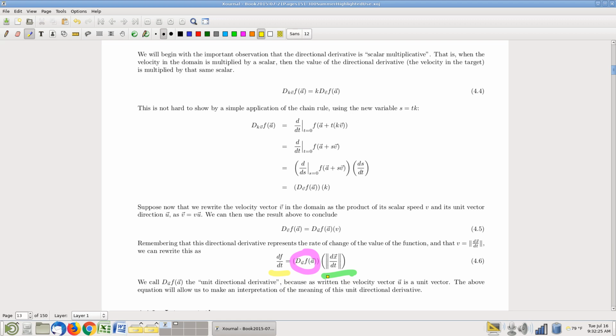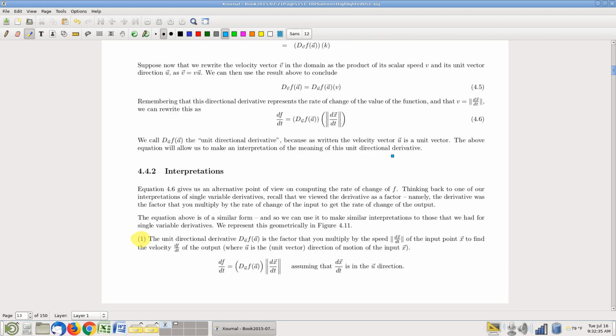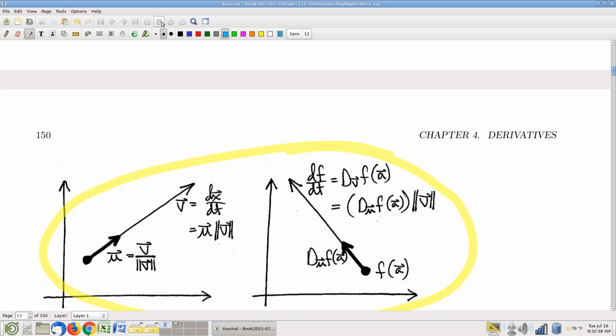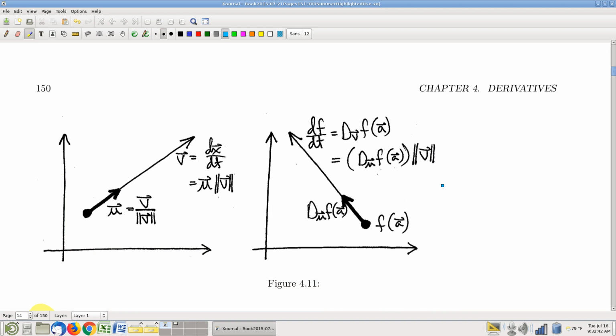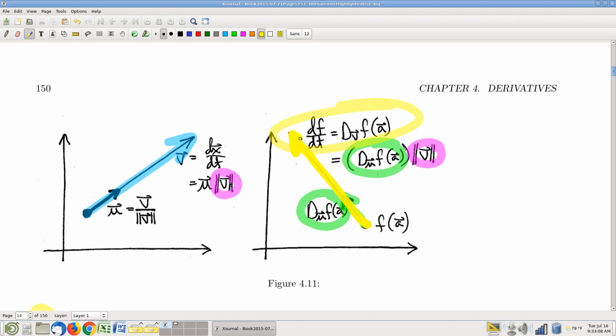Sort of. Right, but confession. Of course, this is not really the input velocity. This is just the magnitude of the input velocity. So it's a little forced, to be honest. Here's a sort of a picture of how to think about the unit directional derivative. And just like we were saying, if you were moving with a certain velocity in the domain, then the unit directional derivative is the thing that you multiply by the speed in the domain to get the velocity in the target. Right? Just like it says.